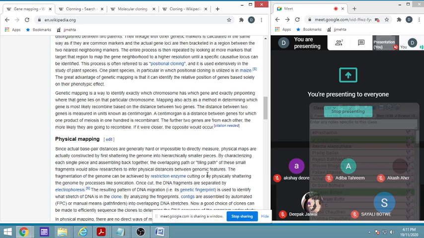Mapping also acts as a method in determining which genes are most likely to recombine based on the distance between two genes. Suppose two genes come together to make an activity, or what we get as phenotype. Genotype is information and phenotype is a product. Genotype is like giving some coding or information to a computer, and phenotype is getting a printout of it, or seeing that things are happening. So genotype is something like software and phenotype is the outcome of the software.